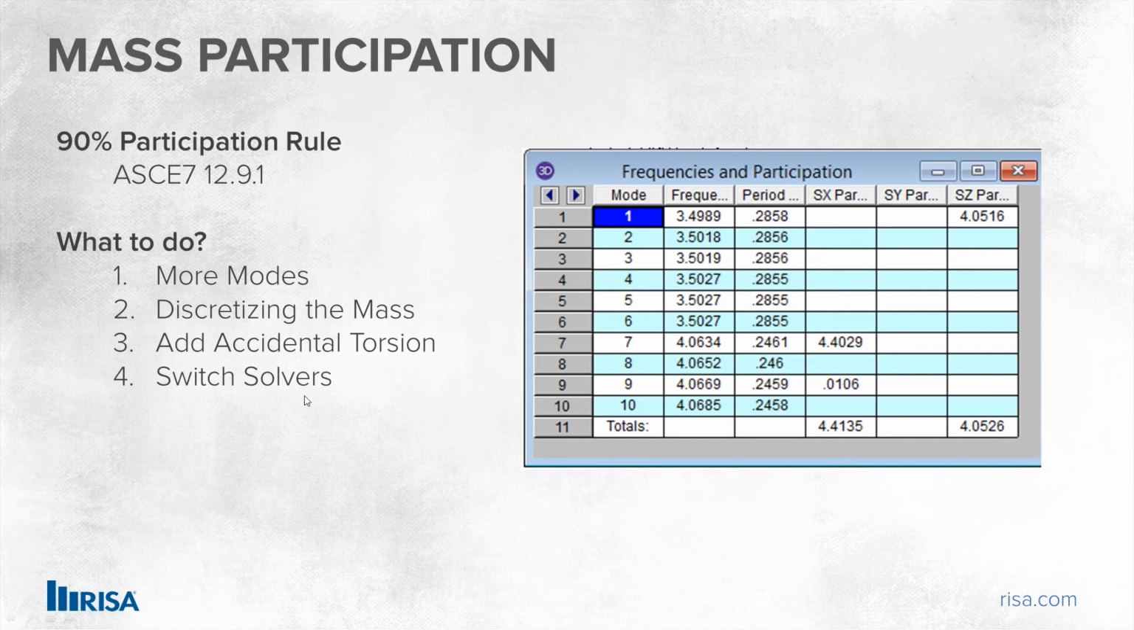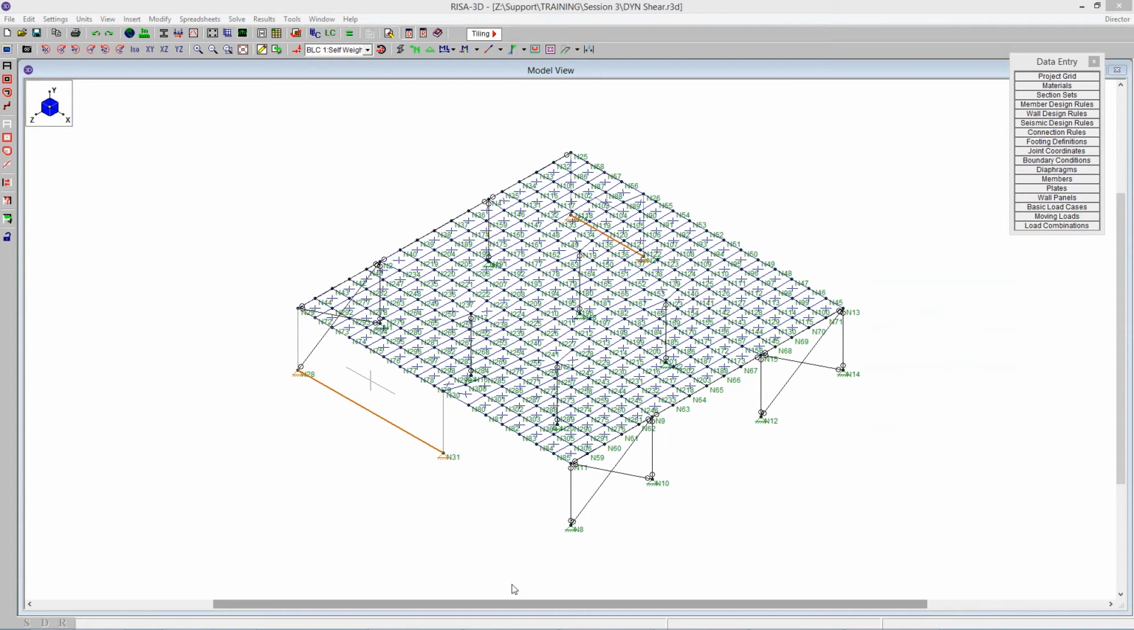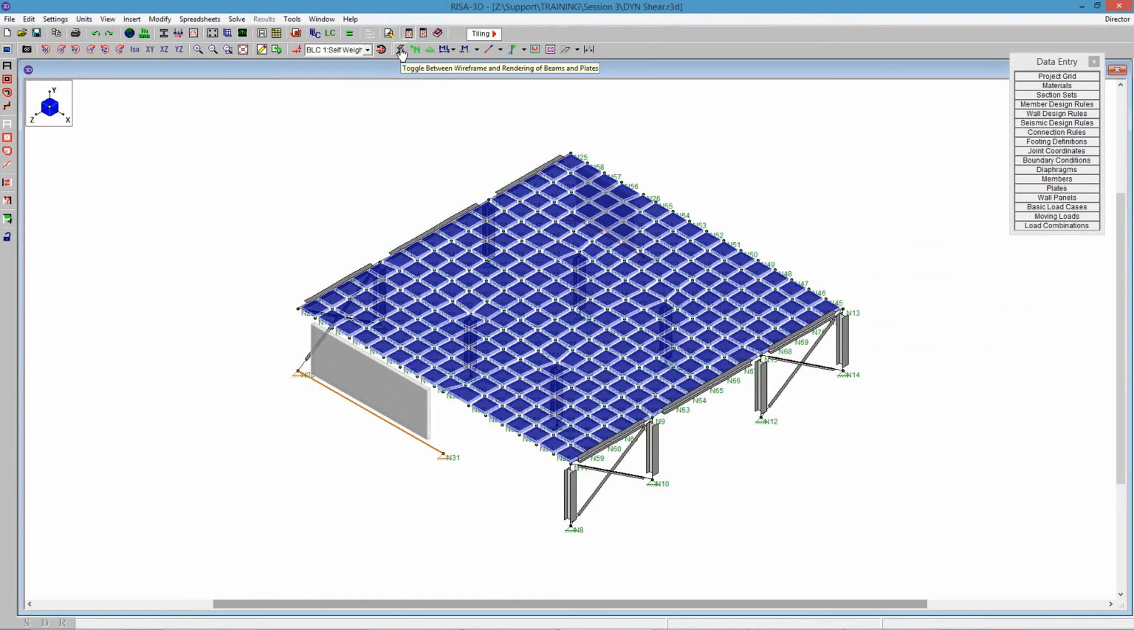In this model, we can see that it's just a RISA 3D one floor with walls in one direction and brace frames in the other. You can see here we've got a concrete wall and steel brace frames. We've added plates for a semi-rigid diaphragm. And then let's just run an analysis to see where we're at.